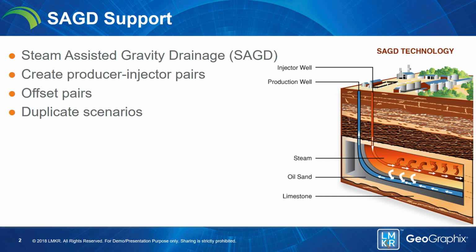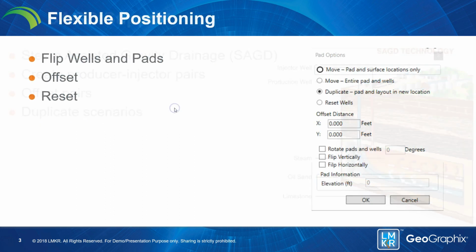So what do we have? We have a pair of producer and injector wells. We can also offset the pairs, which I'll show you how we do in GVERSE Field Planner. And then the last thing I'll show you is the ability to duplicate these scenarios all over your map, so you have a quicker workflow.